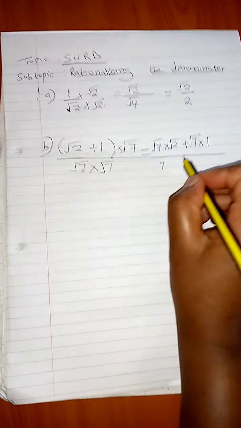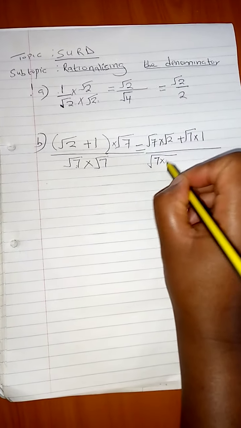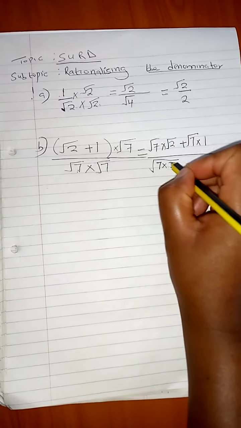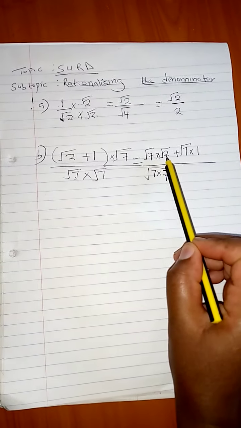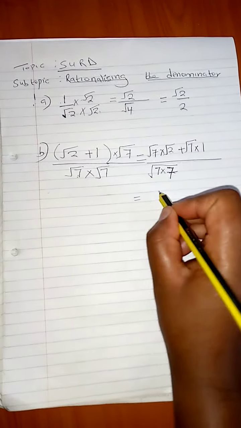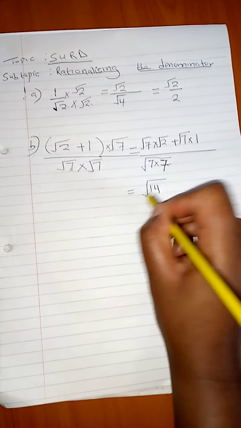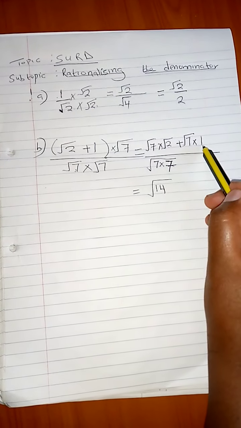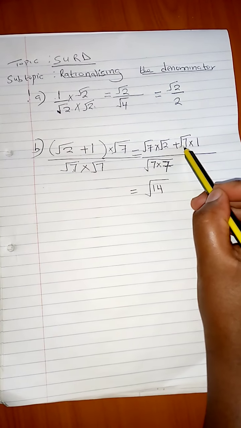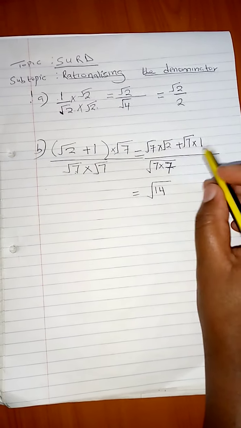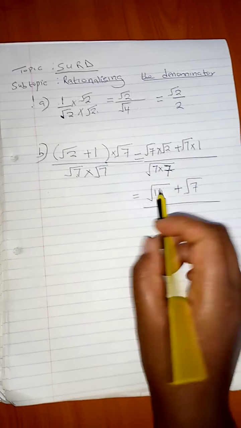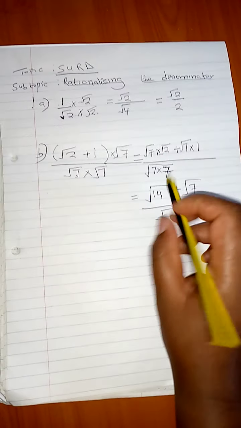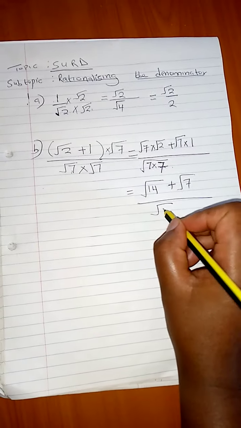times root 7, which is the same as saying root 7 times 7. Then from there we can work out the numerator. So 7 times 2 is 14 under the root. Then for this one, it is not under the root. So it's just 7 root 7 plus root 7, divided by root 7 times 7, which is root 49.